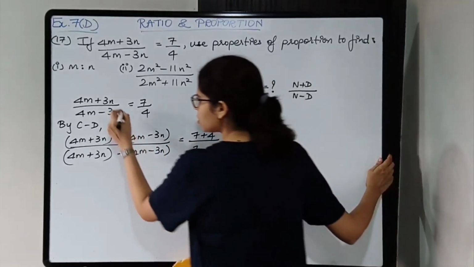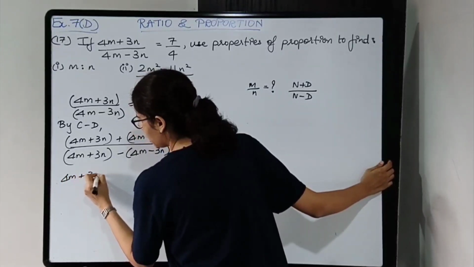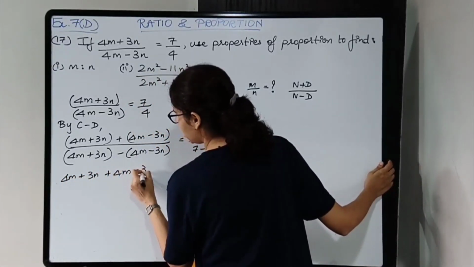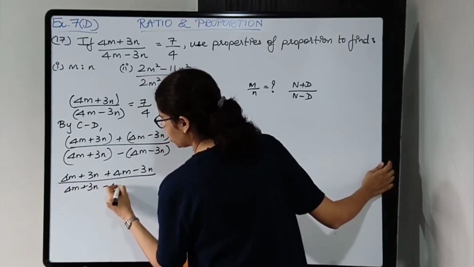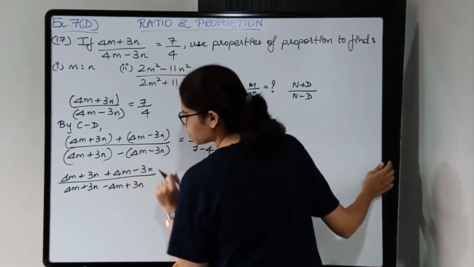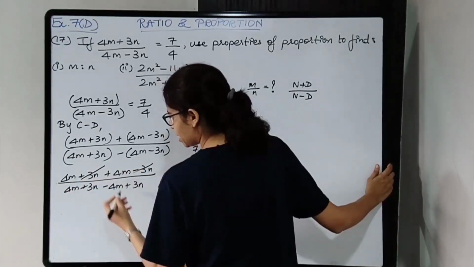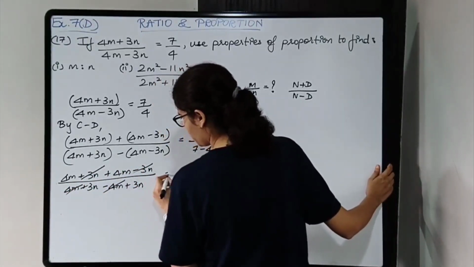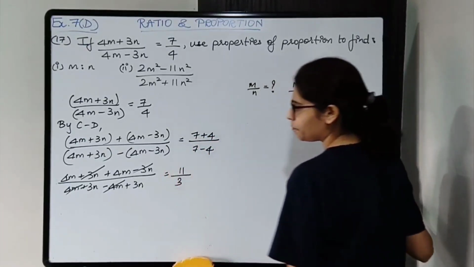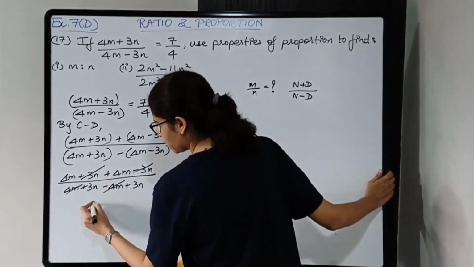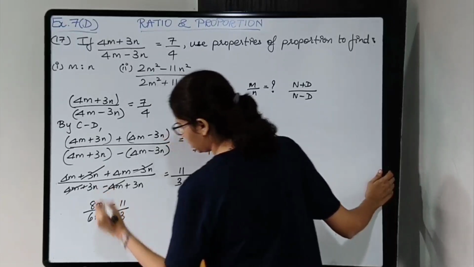Now we'll open the brackets. So (4m plus 3n plus 4m minus 3n) upon (4m plus 3n minus 4m plus 3n). The signs will change over here when you open the brackets. 3n, 3n cancel हो गया, 4m, 4m cancel हो गया. 7 plus 4 is 11 and 7 minus 4 is 3. So here we'll get 8m upon 6n is equal to 11 upon 3.